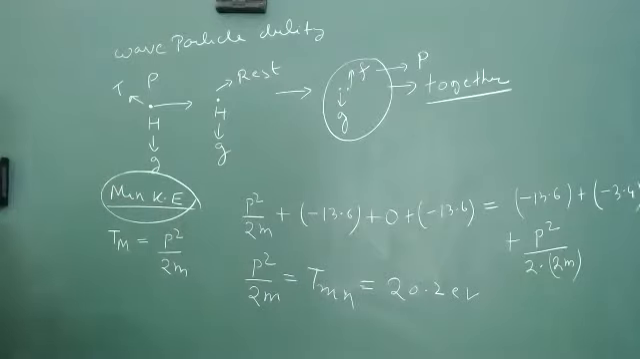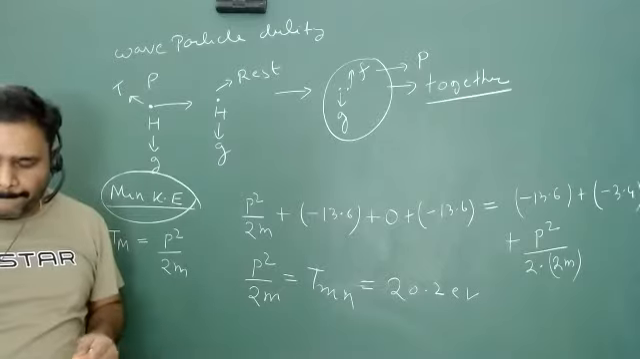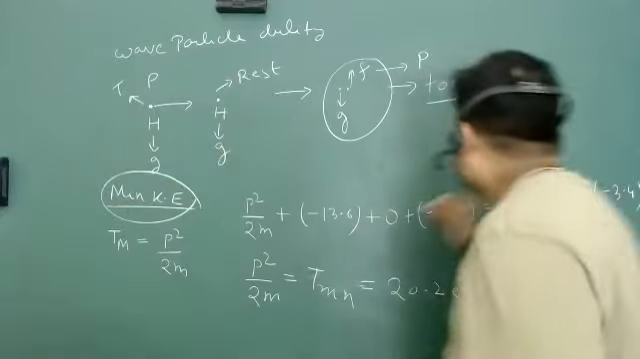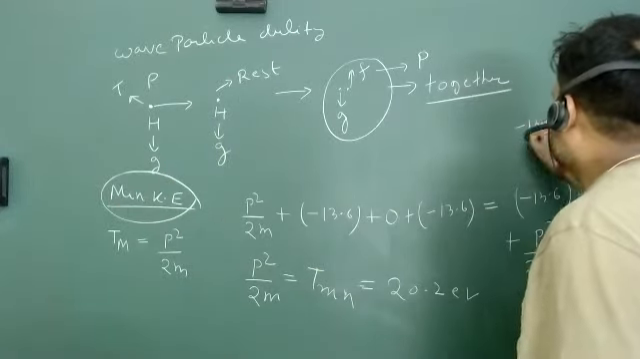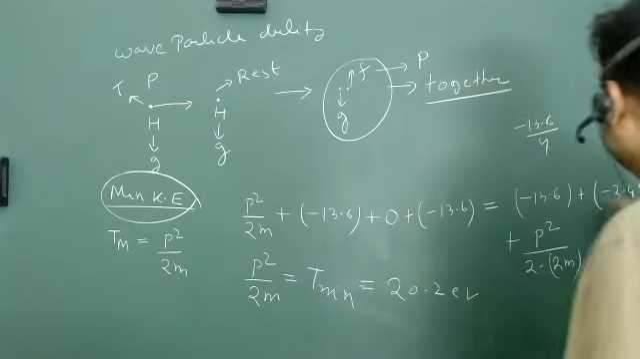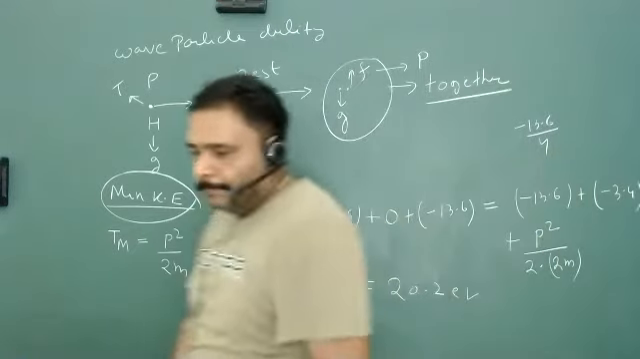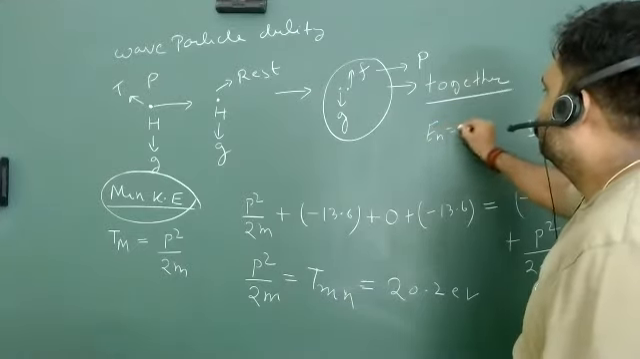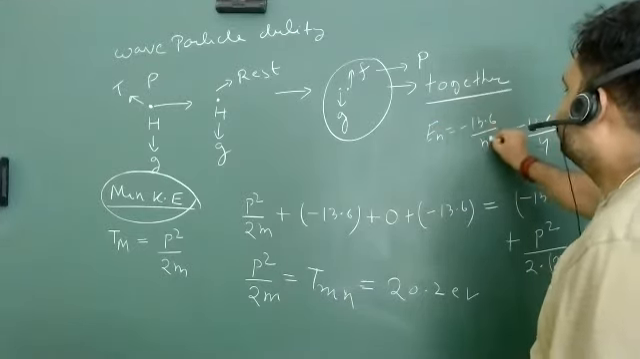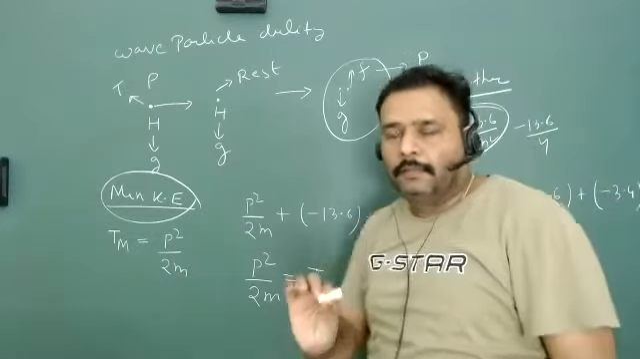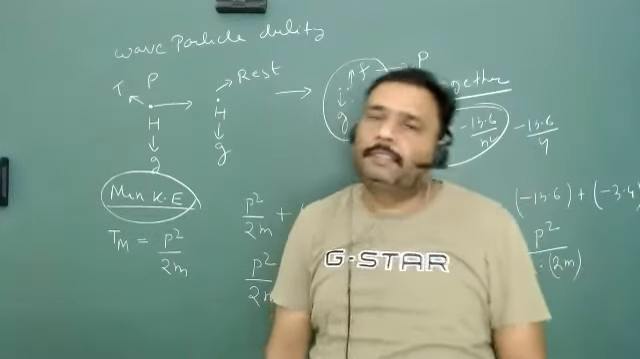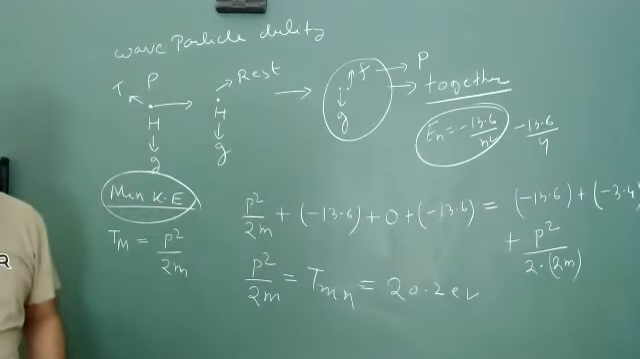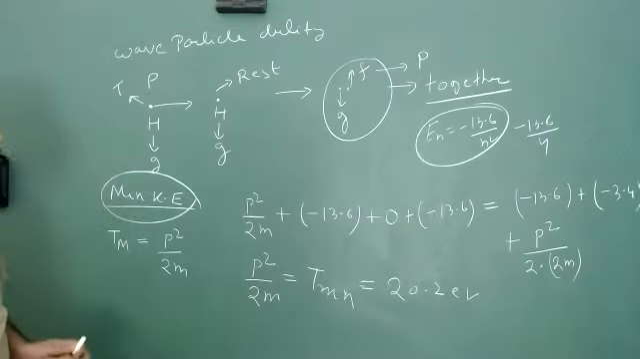For the first excited state, you can calculate the energy as minus 13.6 by 4, so that will be minus 3.4. For the hydrogen atom, En is equal to minus 13.6 upon n square. First excited state means n is equal to 2. Ground state means n is equal to 1. Okay, let's come to the next problem.